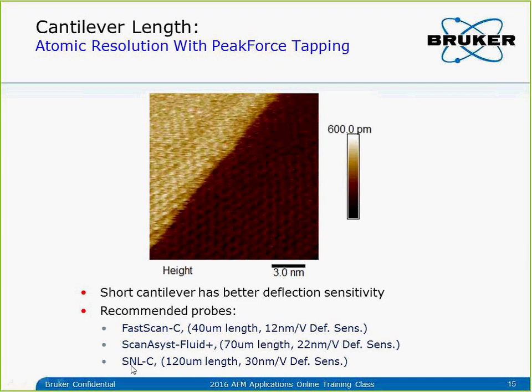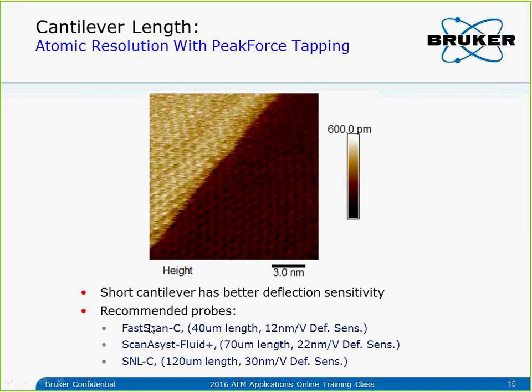The other choice is the SNL-C probe. It's also a very small cantilever, and a very popular cantilever we use for high resolution fluid imaging. But this cantilever has a 120 micron length, and the deflection sensitivity is about 30 nanometers per volt in fluid on ICON. I need to try hard to use this probe to get atomic resolution on calcite, so it's not that easy.